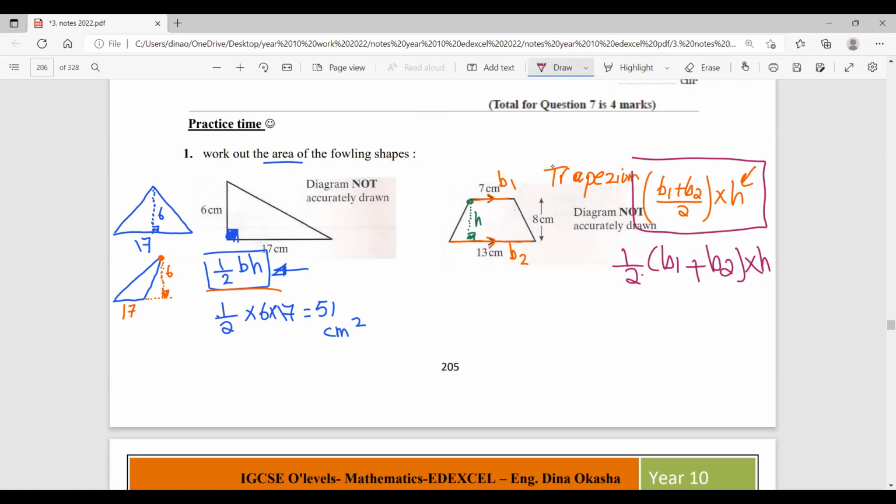So basically what I'm going to do here is I'm going to add the bases. Base 1 plus base 2 over 2. And then I multiply by the height, which is given, as you can see in this example over here, times 8. طبعا I placed 7 plus 13, 20, 20 على 2, which is 10. 10 times 8 is 80. And of course, remember that the unit is centimeter squared.